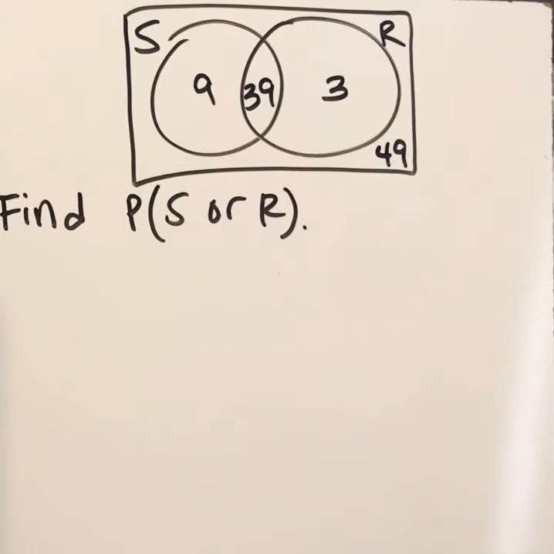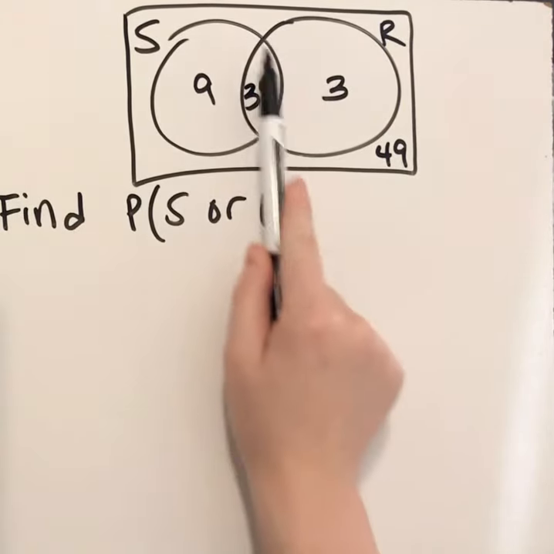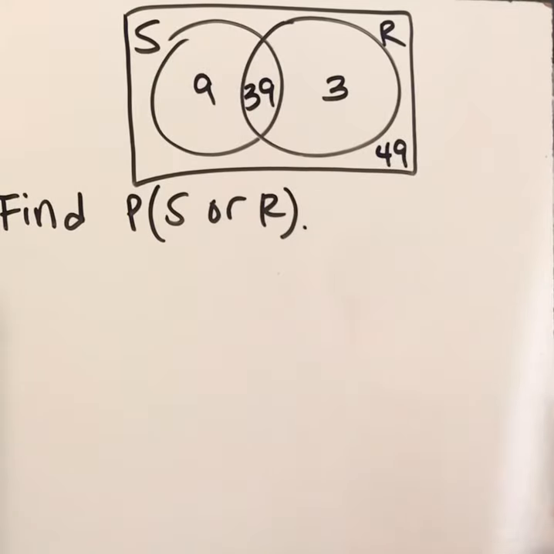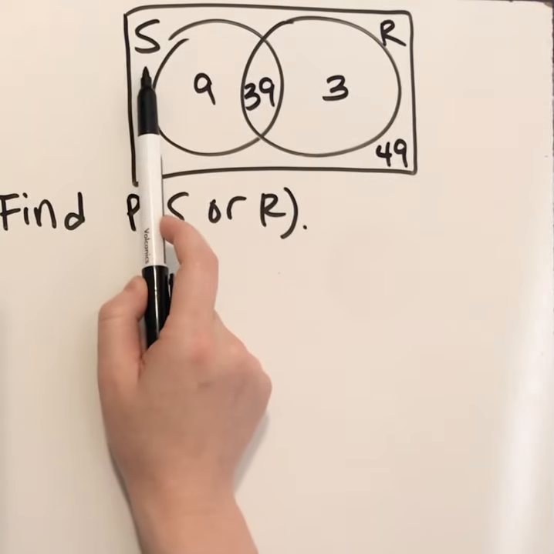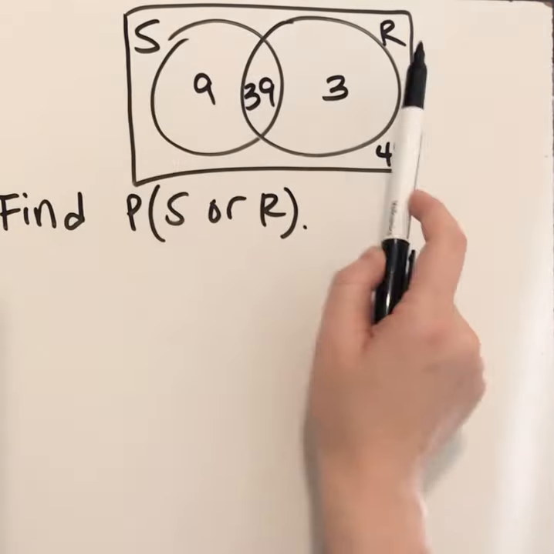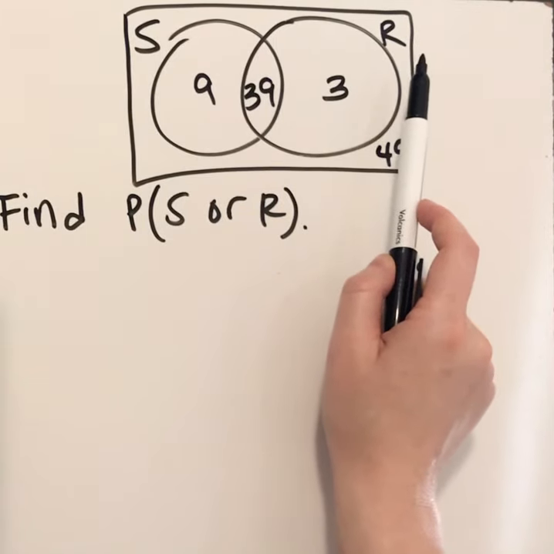Okay, this is help for probability of mutually inclusive events, meaning that they are not mutually exclusive. There's some kind of overlap with the two events. So our S here stands for owning a skateboard. R stands for owning rollerblades.